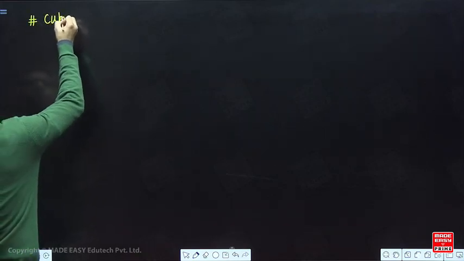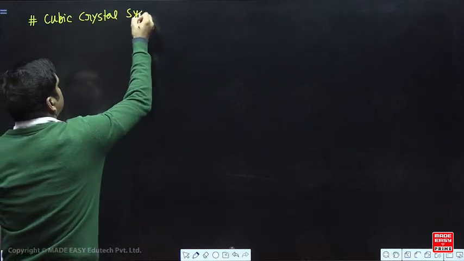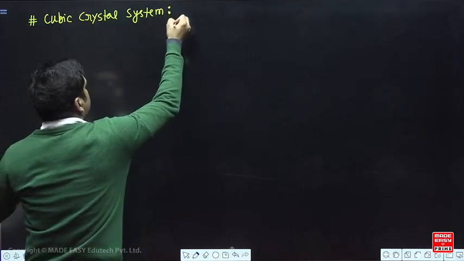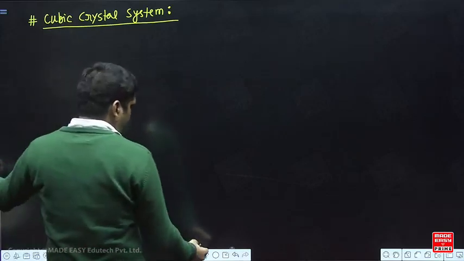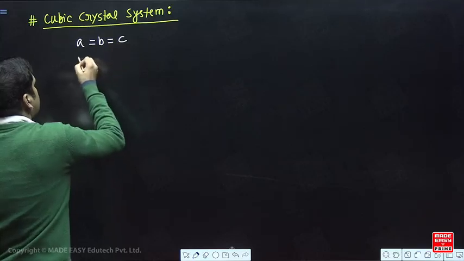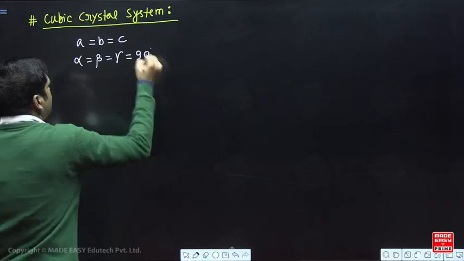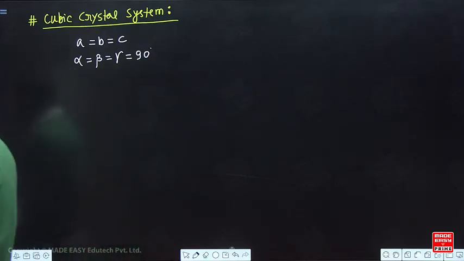Cubic crystal system. In a cubic crystal system, A is equal to B is equal to C. So you need to define only one edge length because all the edge length are same, and you need not define angle. To make a cube, angle must be 90 degree. Raghav is saying that we can say that most regular form is cube and irregular is triclinic. Yes, you can say that.